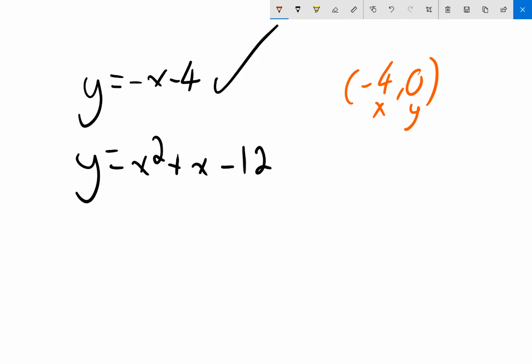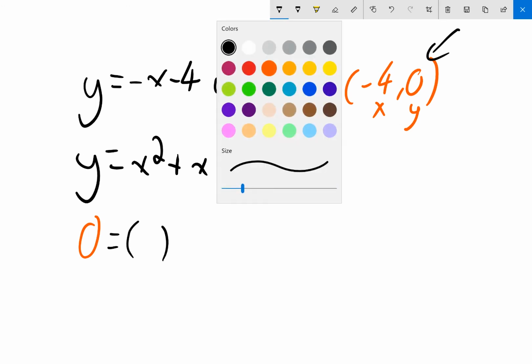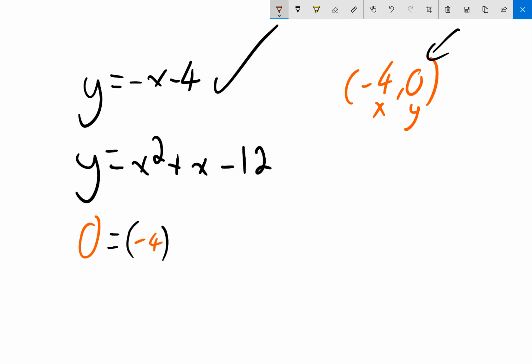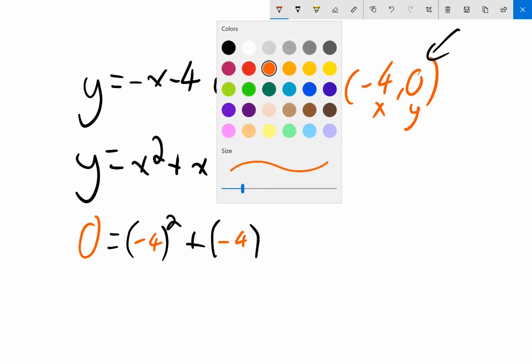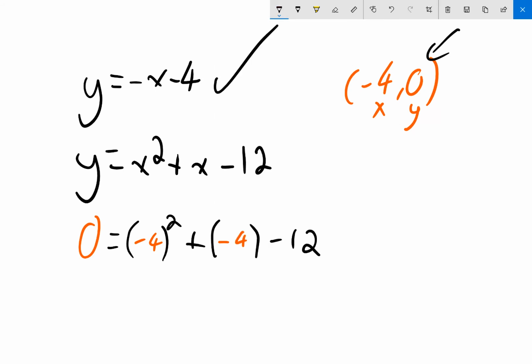So y equals, but again, I'm using 0 for y here because that's what it says in the point that I'm looking at. So 0 equals x squared, so I'm going to plug in -4 for x squared, plus, again, x, so I'm going to plug in -4, and then minus 12. So let's see if it works.